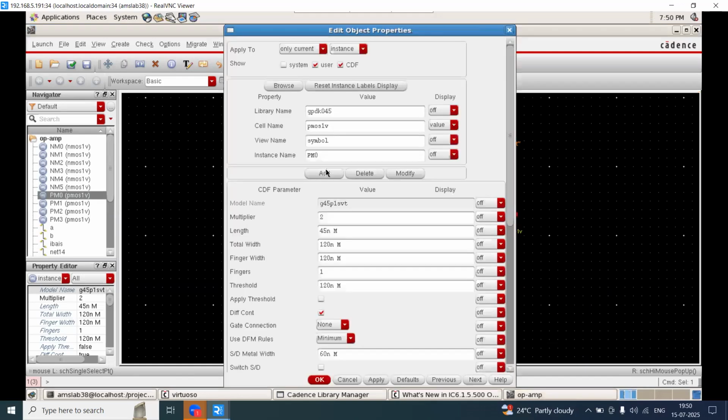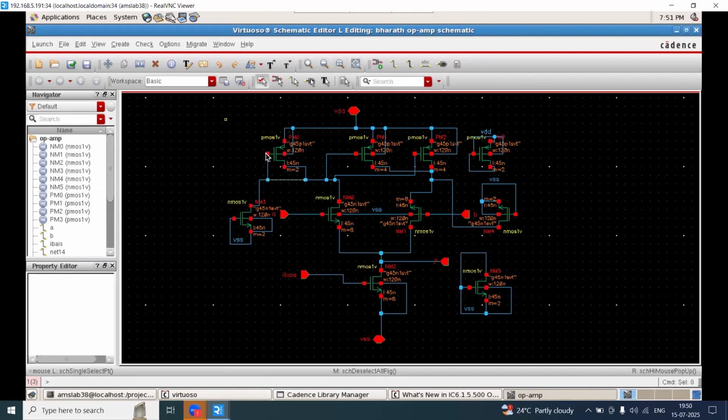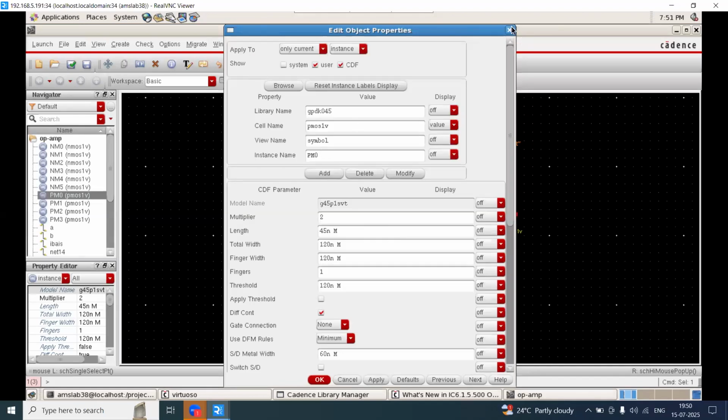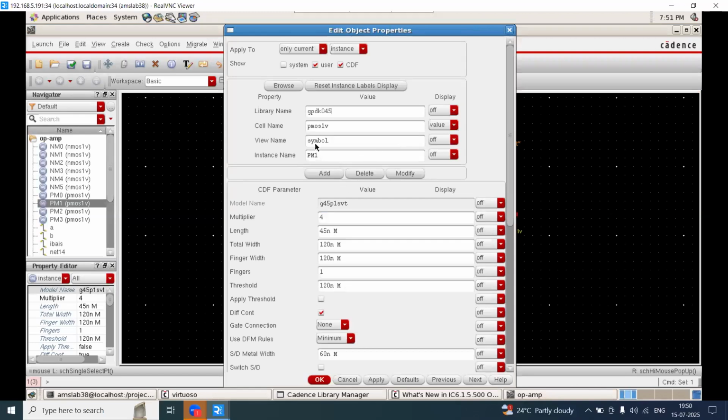Right now we are considering 2 multipliers. If there is a single multiplier, we need to add dummies on both sides and take out the connection with respect to neighboring nets. So instead of that, we are making 2 multipliers. Commonly we will see 2 multiplier devices only for the diode connected device, 2 or 4, even numbers. Here I am taking 4 multipliers.